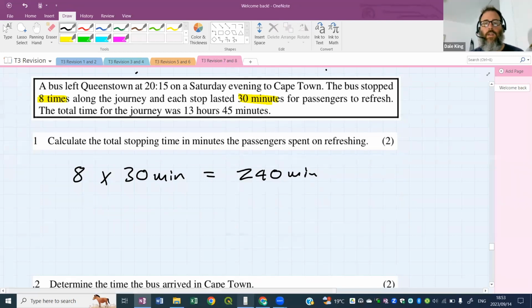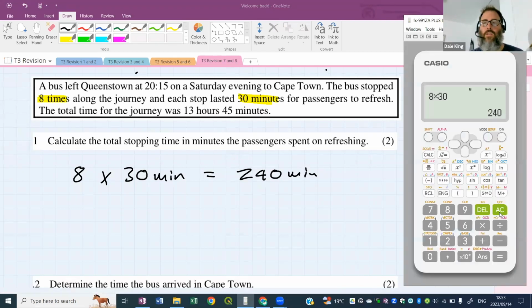By the way, if you want to know how many hours and minutes that was, you can use the time button like this. So 8 times 0 hours and 30 minutes. That'll show you how many hours and minutes you have, which is 4. 240 minutes is 4 hours.